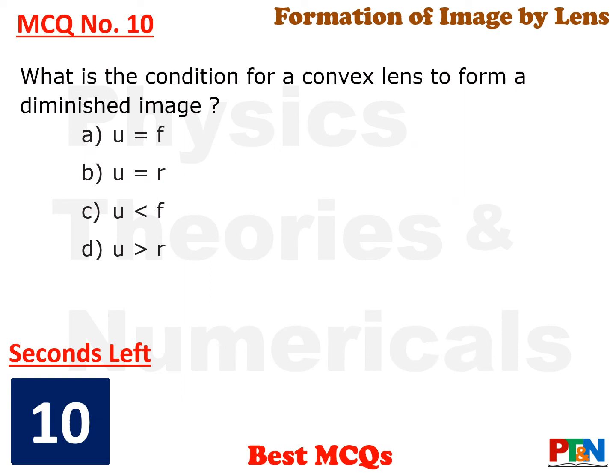Next MCQ. What is the condition for which a convex lens form a diminished image? 4 options given. 10 seconds time. Your time starts now.